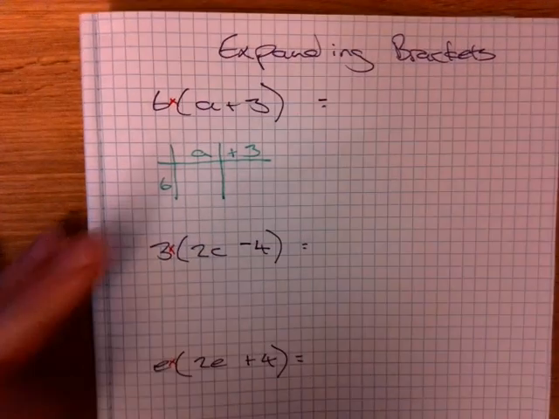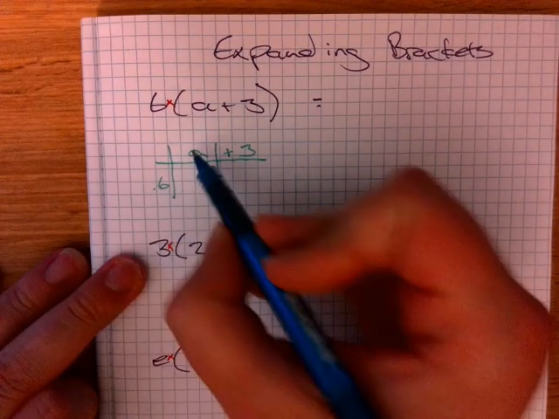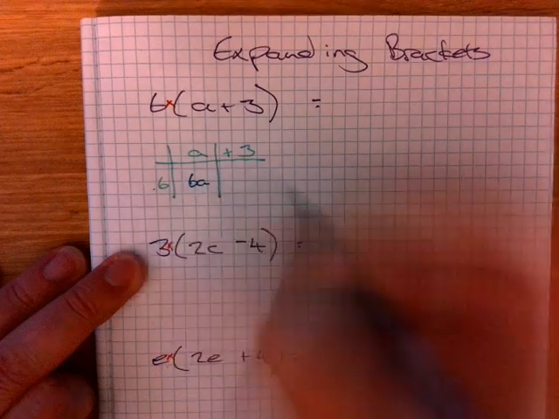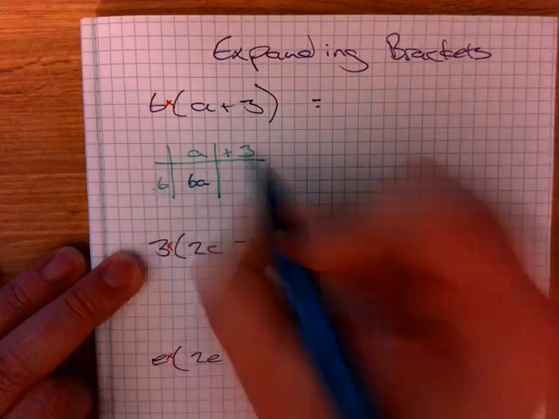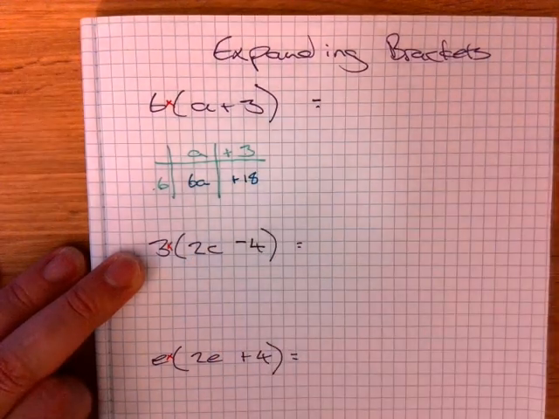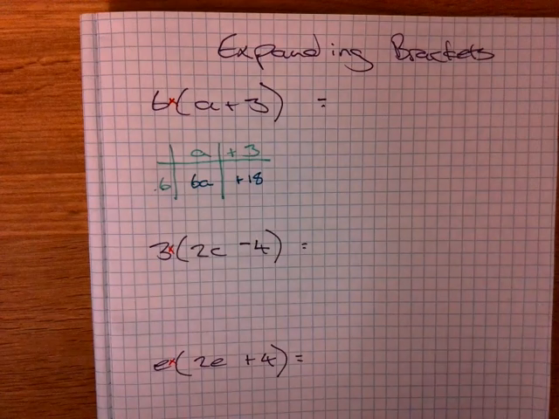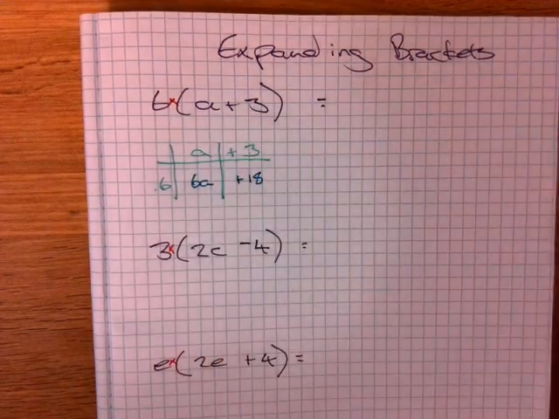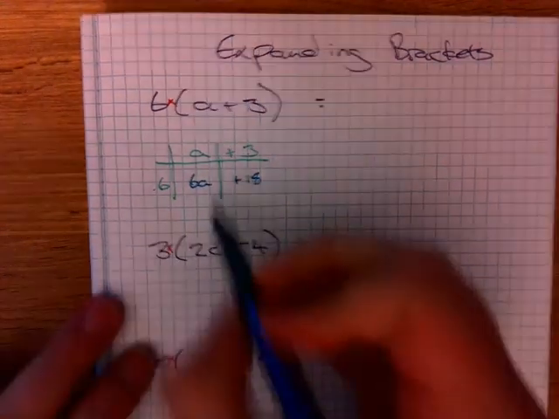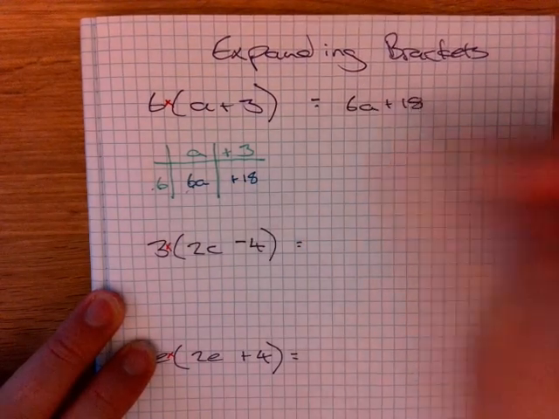And then we are going to multiply 6 by A, 6A, and multiply 6 by positive 3, that'll give us positive 18. We can rewrite 6 times A plus 3 in brackets as 6A plus 18, and that is the answer that we want.